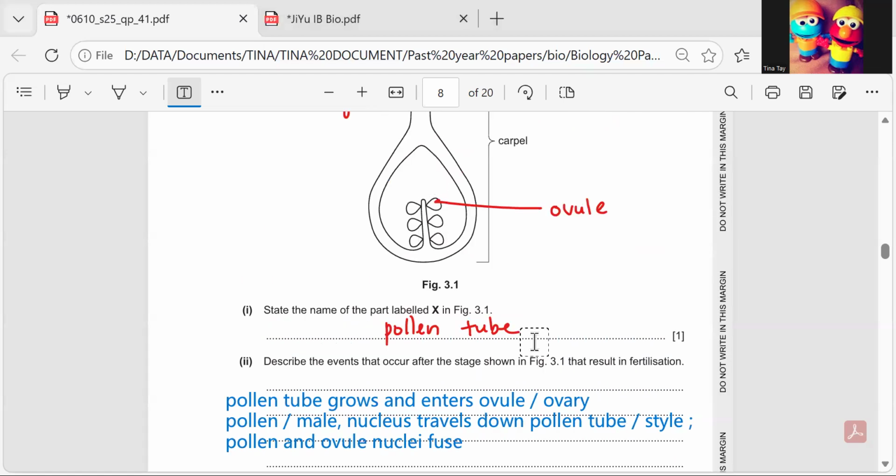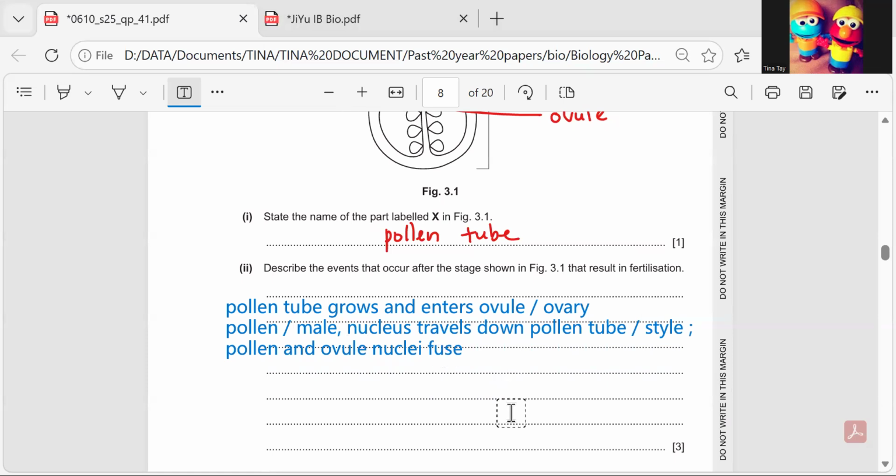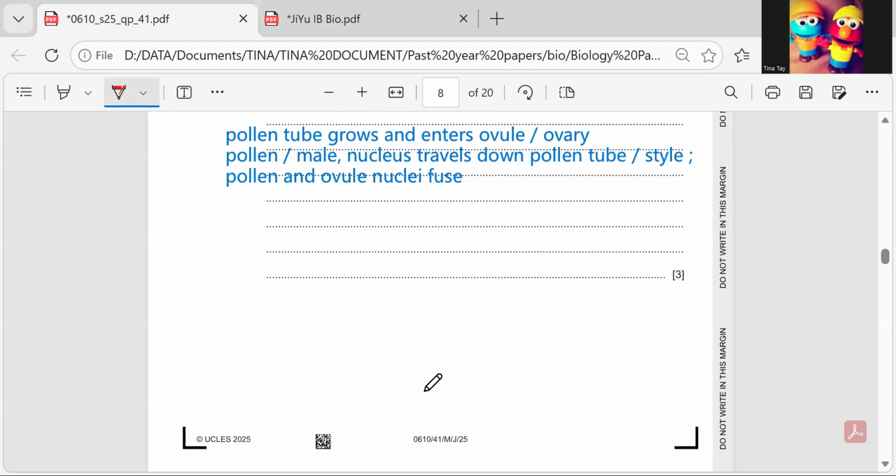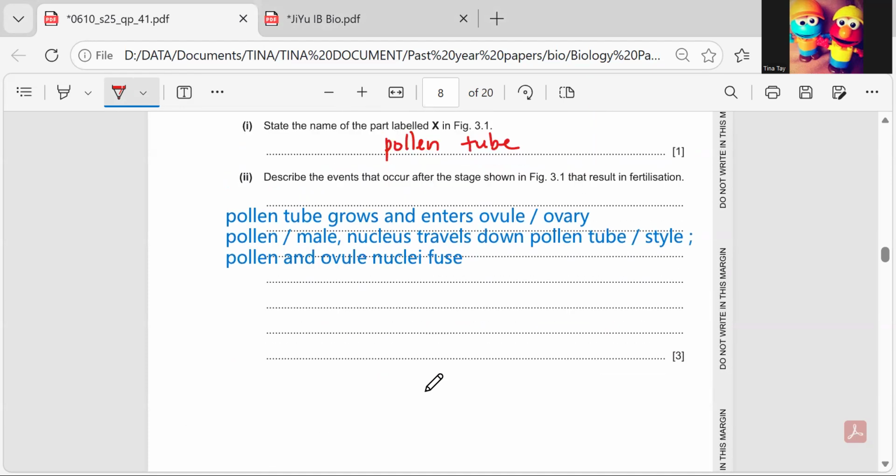You must say going down where. So you must mention where. So the style, because zero marks without the location. Down the style. You're going down the style. There's a millimeter of gap between. Okay. Sure.